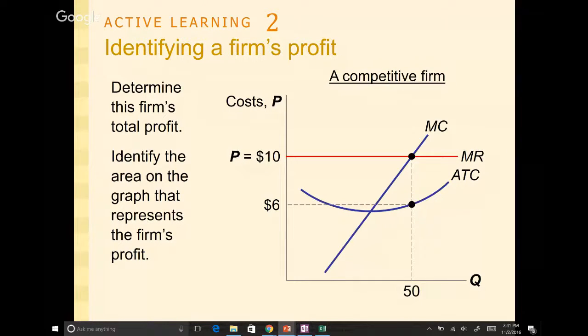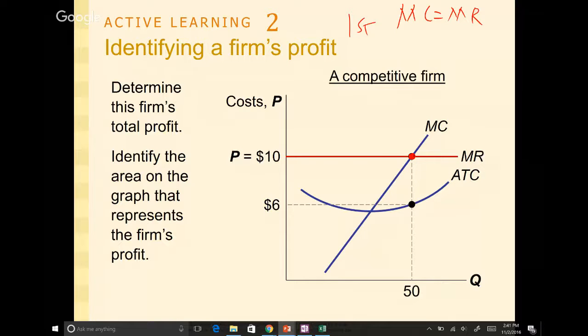No questions? Okay, all right, so let's look at this one over here. You're going to see a graph like this on the quiz and also on your test. So I'll give you a graph and ask you how much is the company's profit. The first step, the first thing you do when you look at a graph like this, look for where the marginal cost equals marginal revenue. On this graph, this point is where marginal cost equals marginal revenue.